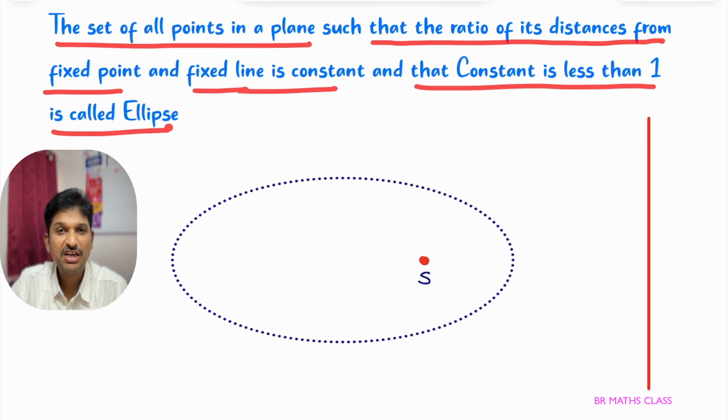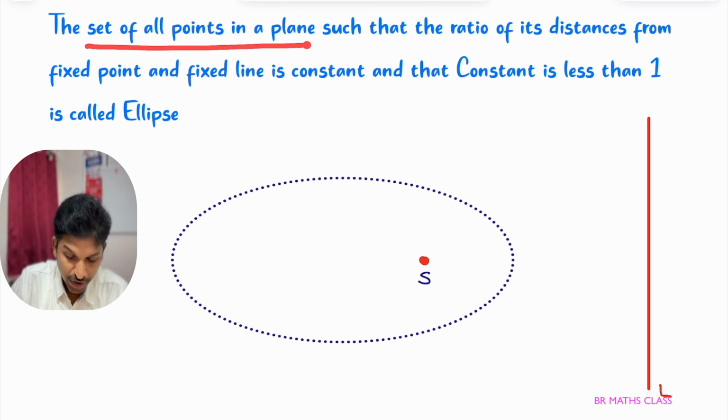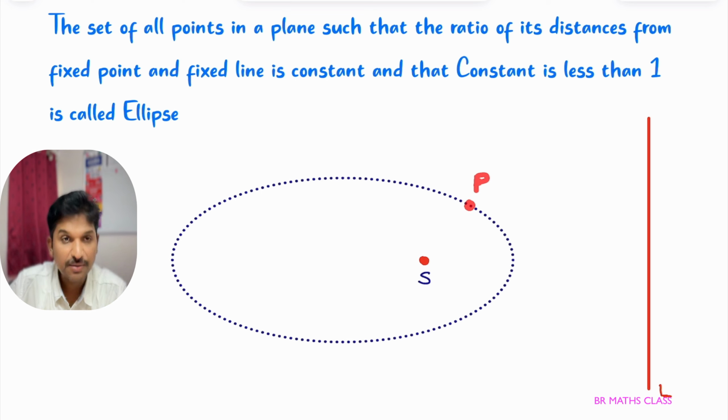You may be a little confused to understand this. Here, I'll try to explain this with the help of a diagram. You observe mainly two things here. One is the fixed point. Here, the fixed point is this S. Another one is the fixed line. We'll name this fixed line as L. Set of points in a plane. Plane means it's a flat surface. Set of all points in a plane such that the ratio of its distances from the fixed point and fixed line is constant. See, I'll take one point here. Suppose this is point P, right?